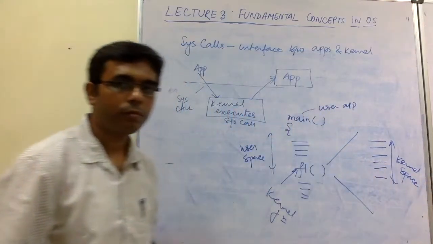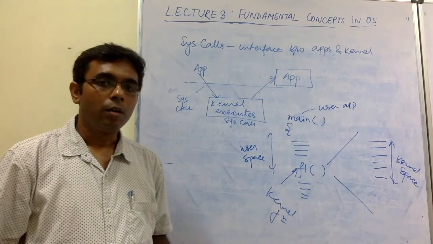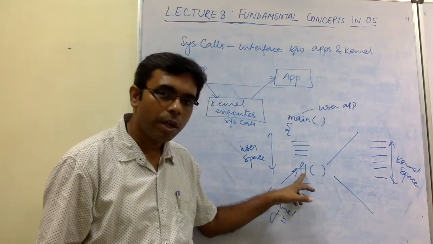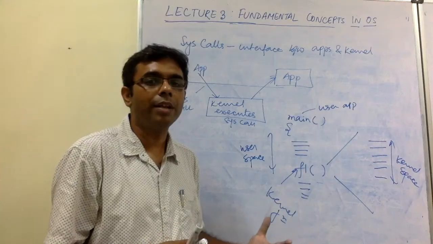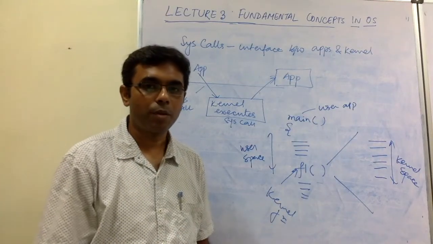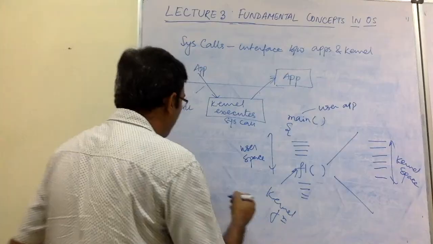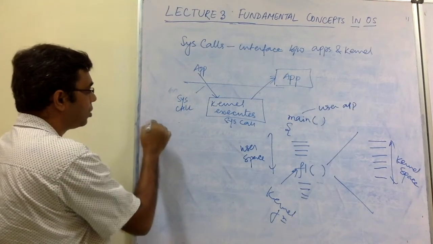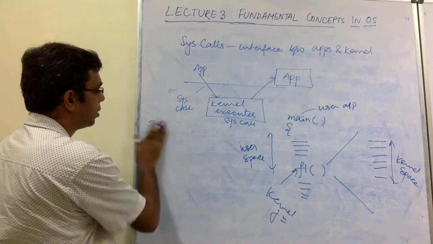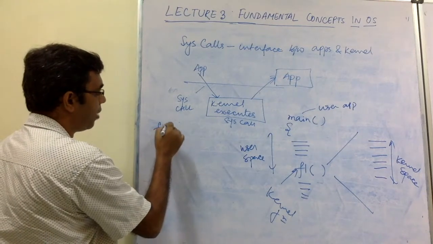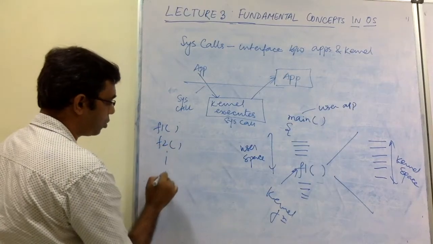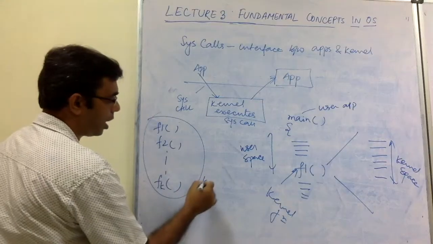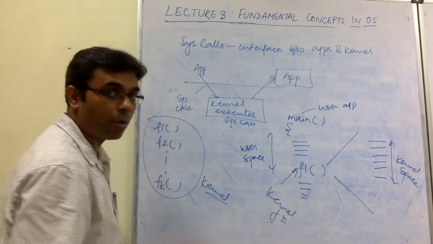Right. And what is this f1 function? It's some function that is known to the kernel. Okay. So there are a list of functions which the kernel knows. So let's say, out of those functions, say f1, f2, f3, and so on up to some fk. So these are a list of functions which is available to the kernel, and the kernel knows about them.